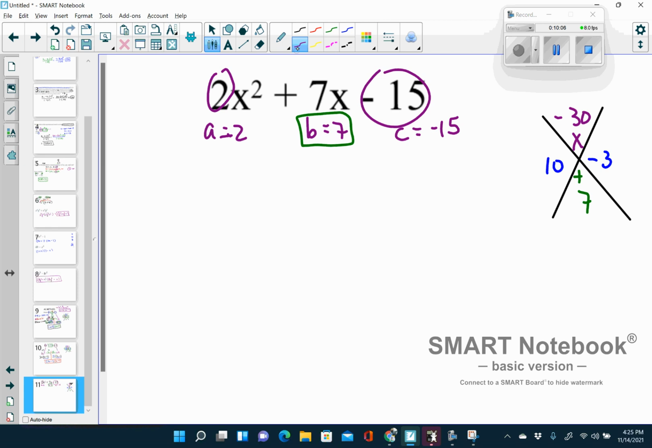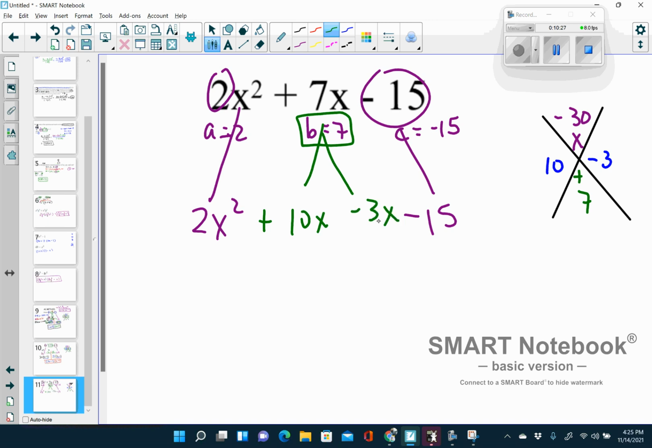So I'm going to go back over here, right? So my a term just comes down, so I have 2x squared. My c term just comes down, so I have negative 15. My b term, I'm going to break it down. That's 7x. I'm going to break it down into 10x and negative 3x. So I'm going to do 10x and negative 3x. And now, whenever I have 4 terms, right, you split it, write down what you have on the left, what you have on the right.